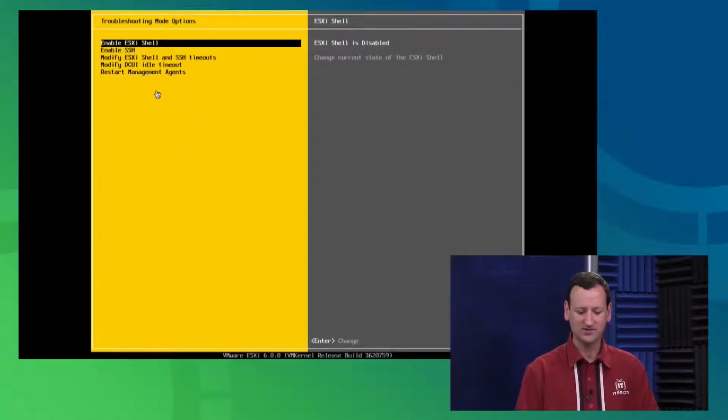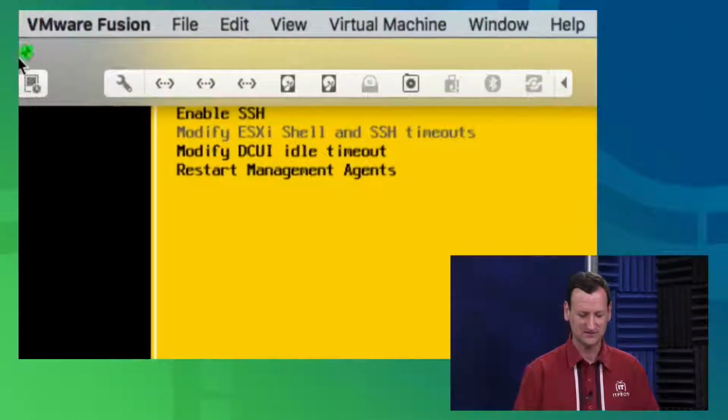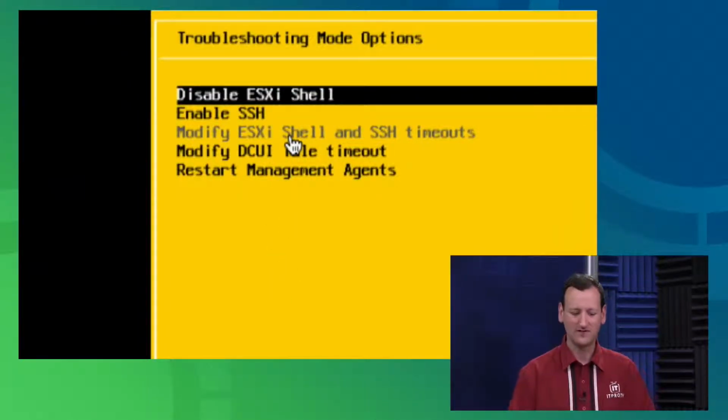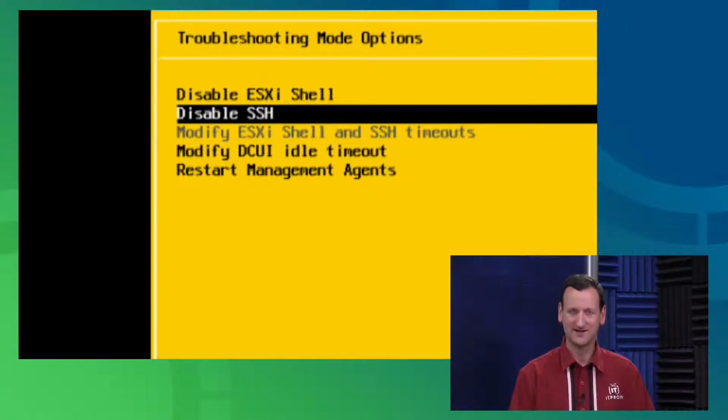So if I choose enable ESXi shell, right? Well, it just changes to now say disable ESXi shell, right? It's now turned on. Or if I turn on SSH, right, it just changes like that, all right? But what really happened?